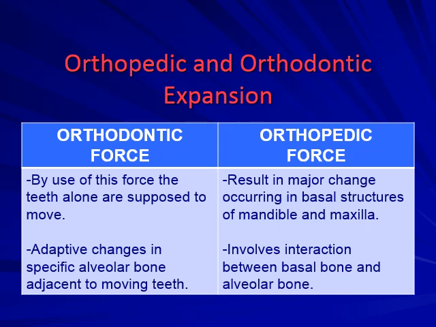And the adjacent teeth. While in orthopedic expansion, the force is directed mainly at the basal bone of the maxilla and the mandible plus directed at the teeth. So the effect here in the orthopedic is a skeletal effect and a dental effect. Again, there are adaptive changes or tissue changes, and these involve both the alveolar bone and the basal bone.